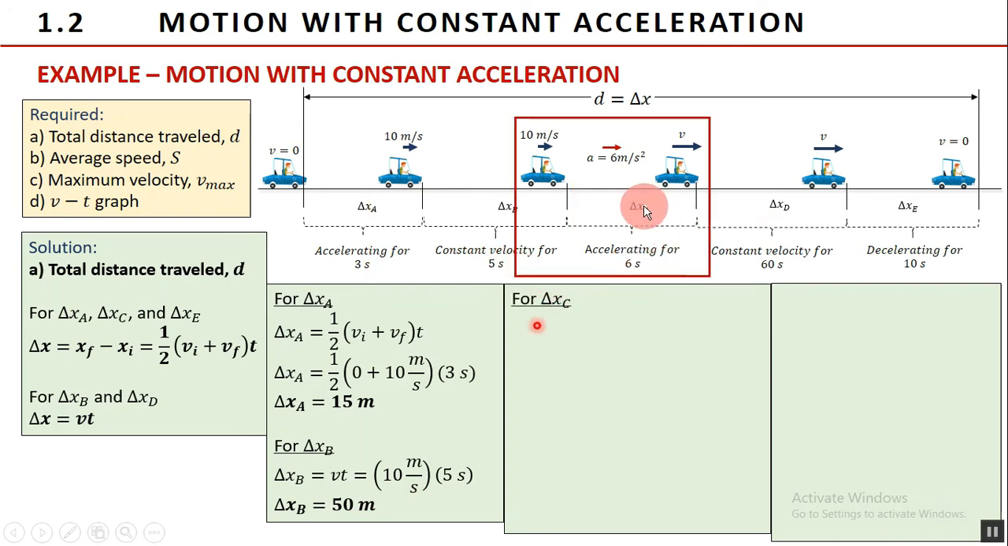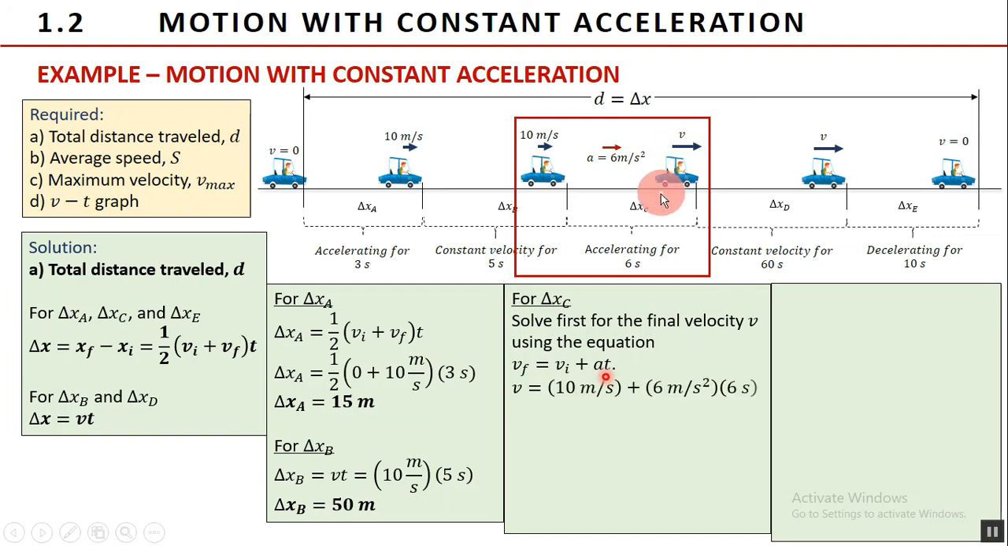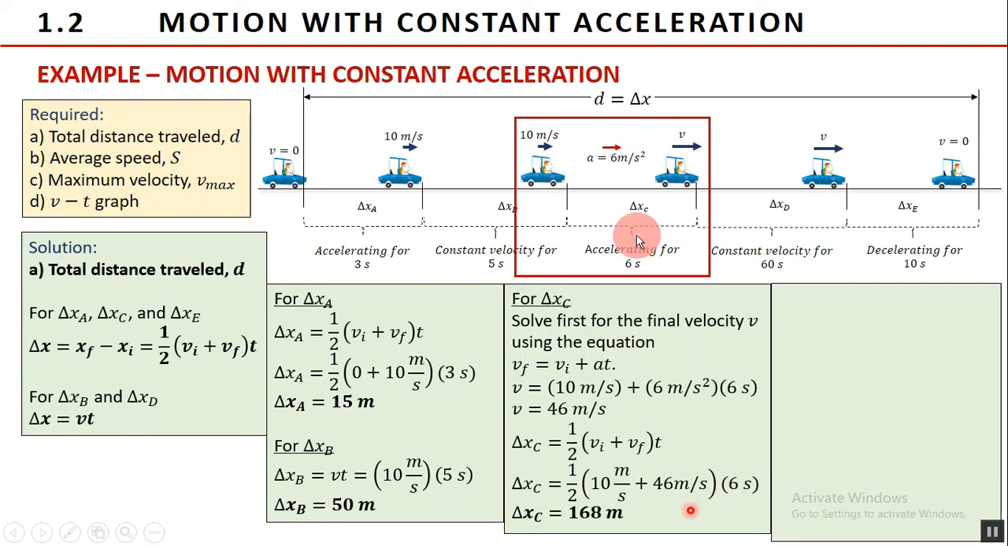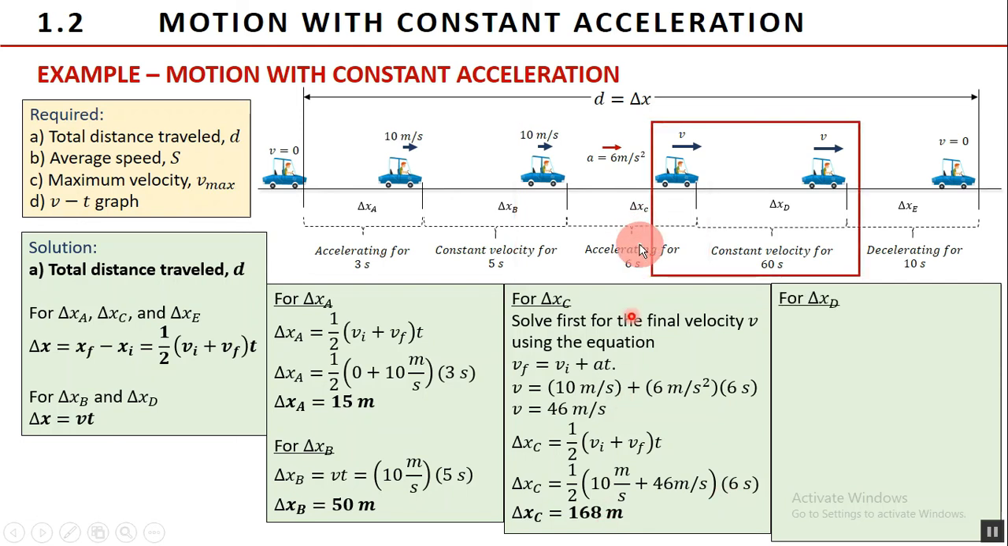For delta x sub c, we solve first for the final velocity v using the equation, v sub f equals v sub i plus a times t. Substitute the values, 10 plus 6 times 6. So the final velocity will be 46 meters per second. Then using the displacement formula and substituting the values, 1/2 of the quantities 10 plus 46 times 6, will give a distance or displacement x sub c of 168 meters.